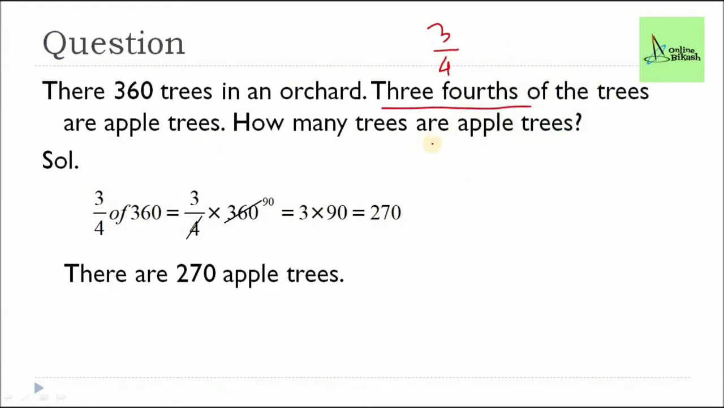How many trees are apple trees? Now let us think again. There are 360 trees in an orchard. 3/4 of the trees are apple trees. How many trees are apple trees? So you will say, how many apple trees? 3 by 4 of 360. Yes or no? 3 by 4 of 360.